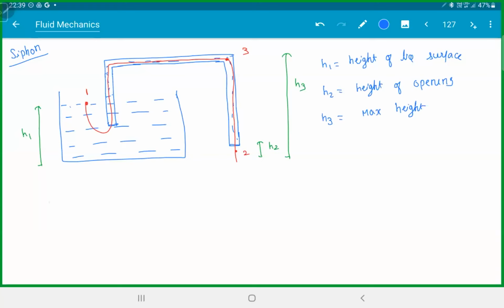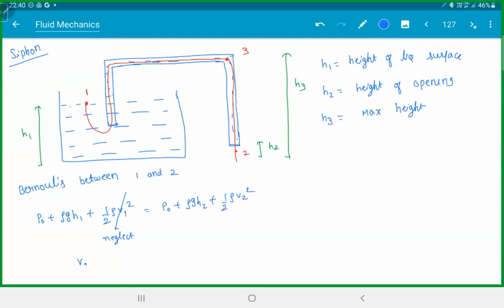Now, if you apply Bernoulli between 1 and 2, we get P naught plus rho g h1 plus half rho v1 square. The area is big, so we can neglect it. P naught plus rho g h2 plus half rho v2 square. P naught cancels off. You get v2 is equal to root over 2g (h1 minus h2).